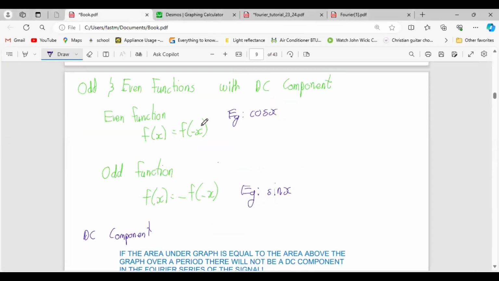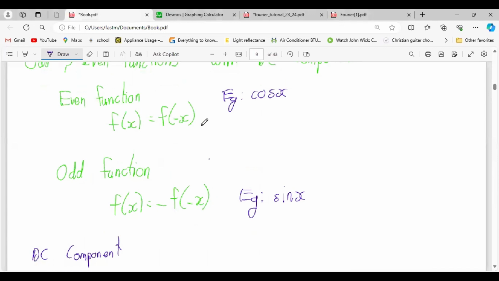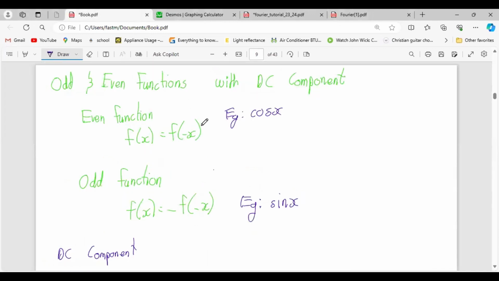Hi guys, so in this video we're going through what odd and even functions are, the DC components, and how to know if the signal has a DC component in it or not, right?